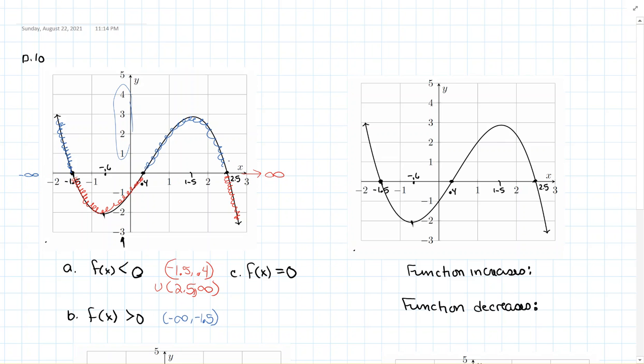Now we want to catch this second piece. So we use the word or, a symbol U. And then from 0.4 on the graph, we kind of estimate that value, all the way over to 2.5.